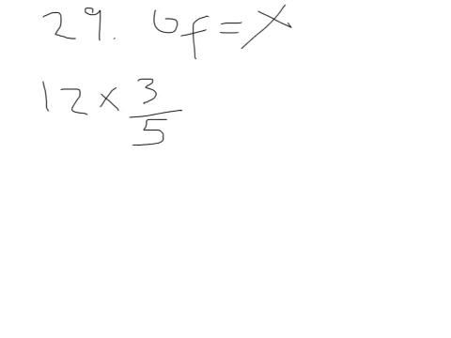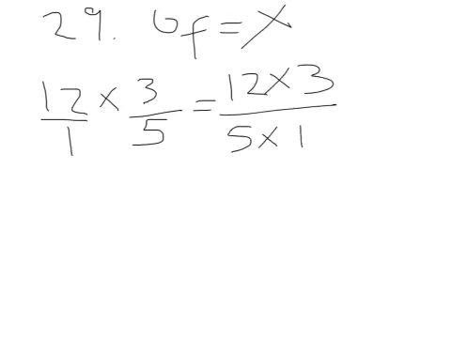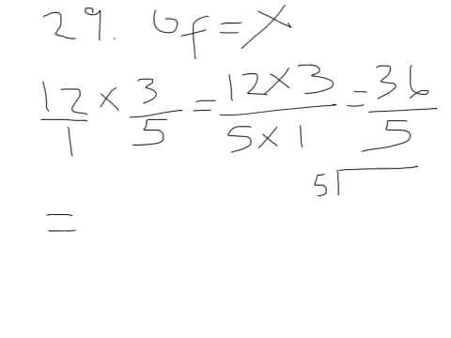Well, here I can't do any kind of lazy math because I know 5 can't go into 12 evenly. So I'm going to put a 1 on the bottom and multiply my tops. 12 times 3 over 5 times 1. I'm going to have 36 over 5. Now I'll go ahead and do long division. I don't want to do long division, but okay.